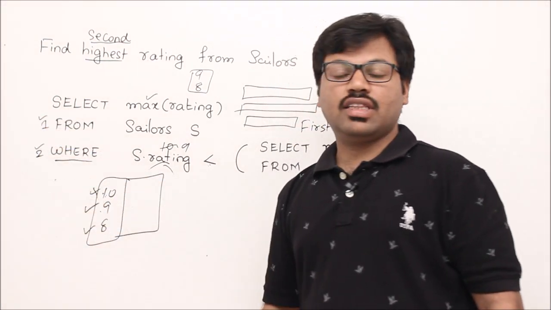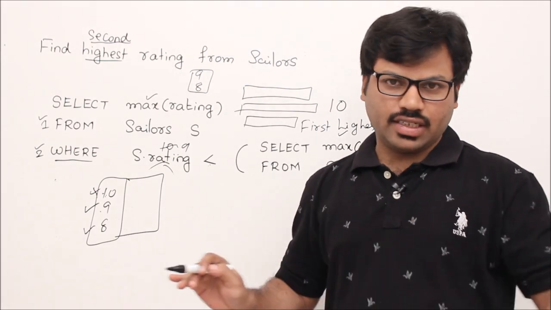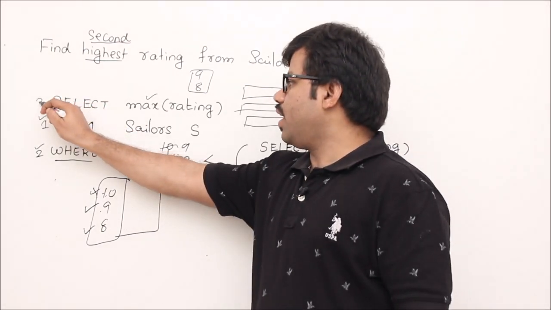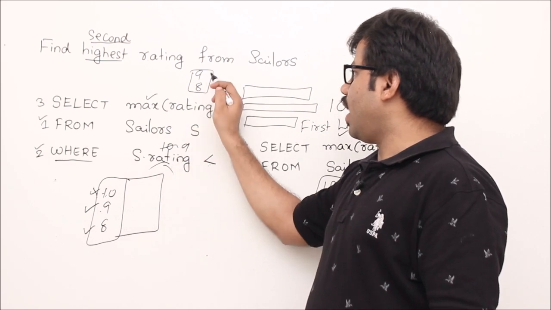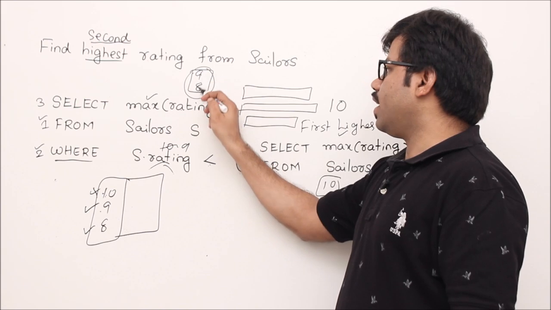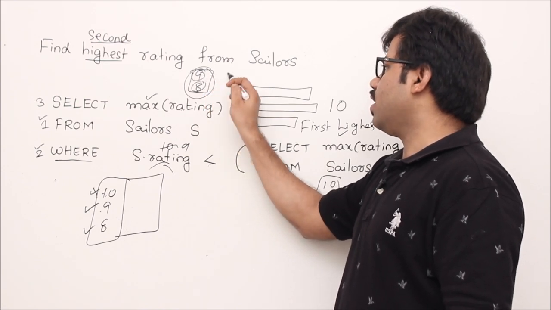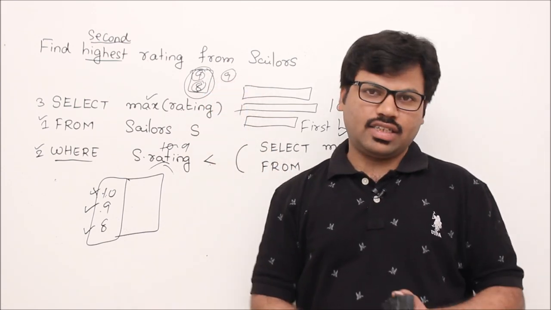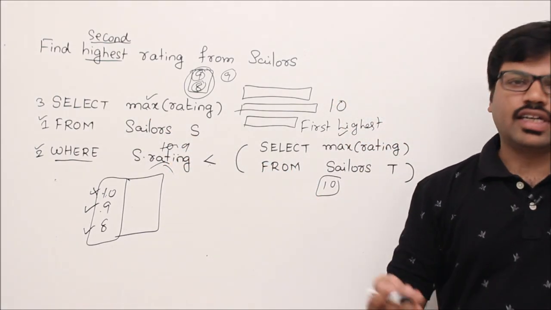Step number 2 is done. In step number 2, the first highest is rejected. Then in the remaining tuples, other than the highest, we compute the max of all such ratings. What is the max of those ratings? 9, which is definitely the second highest. So this query gives you the second highest.